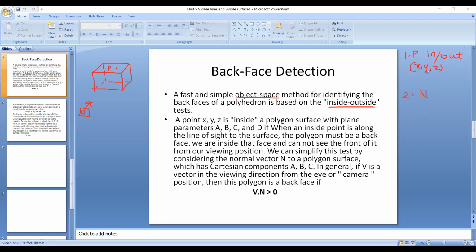From that point P, if it is lying inside, then I will draw a normal from point P with respect to the surface. And then I will check whether that normal is pointing away or pointing towards, what is the angle between V and N, that I will check to give the result whether the surface is visible or back face.